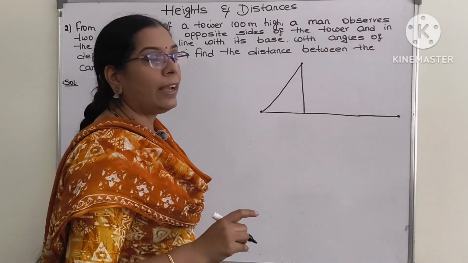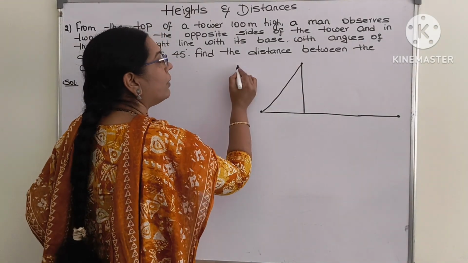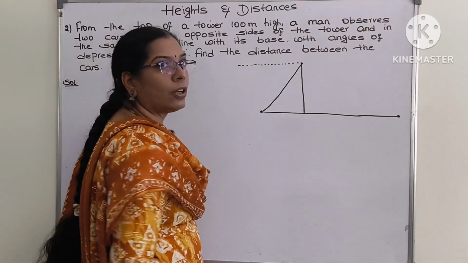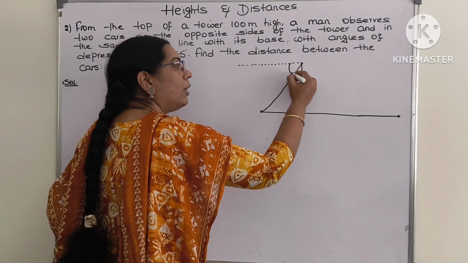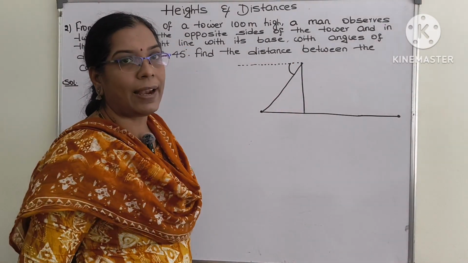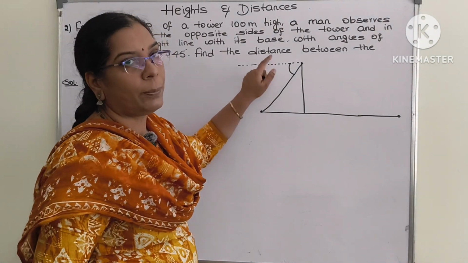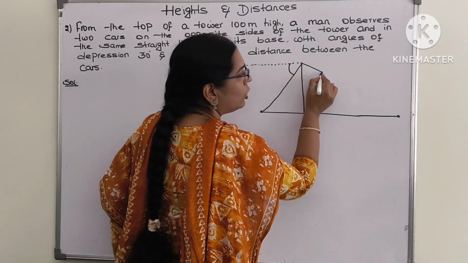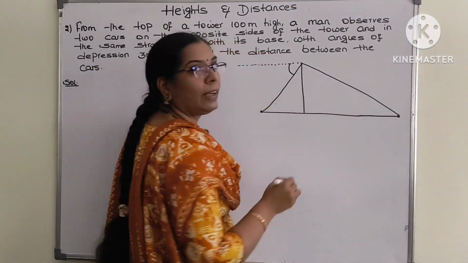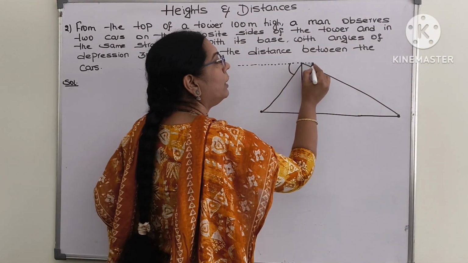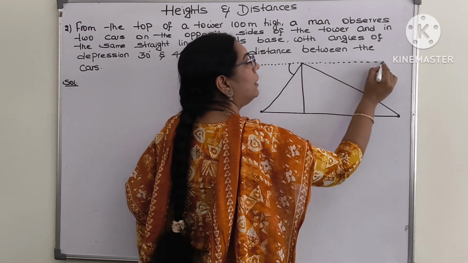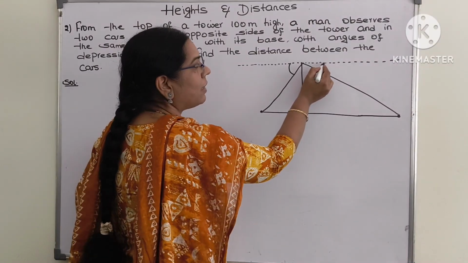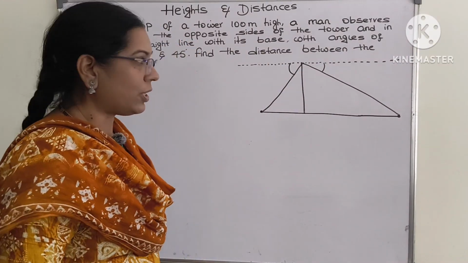Then how will you get the angle of depression? From this observer, draw a dotted line that is parallel to the ground. The angle between the dotted line and the slant line is your angle of depression. Repeat the same process. The car is here, the man is here, he is looking down, so he will get an angle of depression. How do you show that? Draw a dotted line that is parallel to the ground. The angle between the dotted line and the slant line will be the angle of depression.